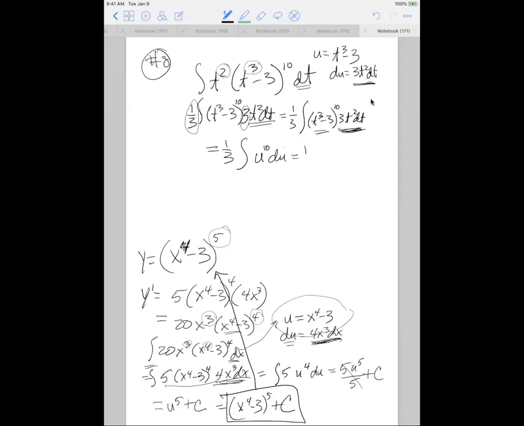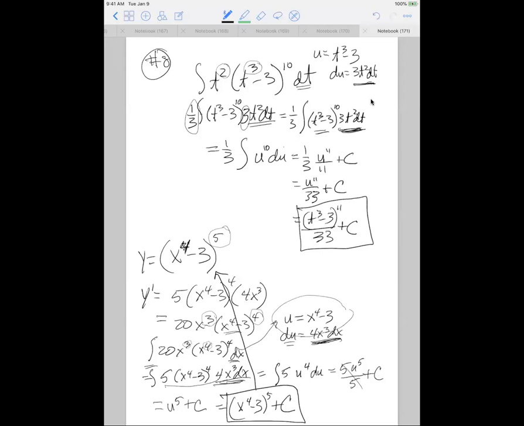Now we're going to integrate. So the 1/3 is out front. We got to raise the power by 1 and divide by that new power, add c. And that's going to end up giving us u to the 11th over 33 plus c. Now we need to substitute back in our u. We end up with t to the 3rd minus 3, to the 11th, over 33 plus c. Answer. Okay, an important part of doing the problem is now you checking to make sure it's right.